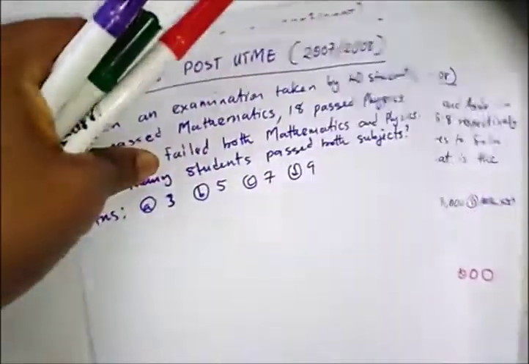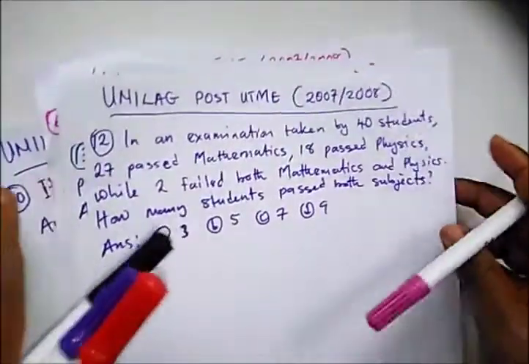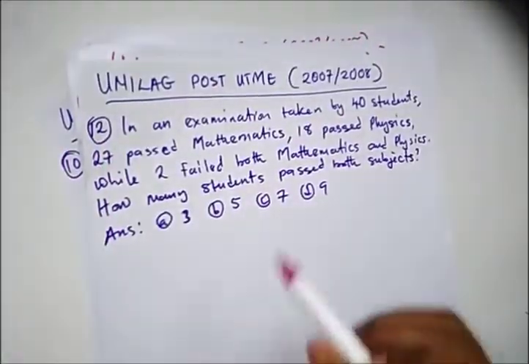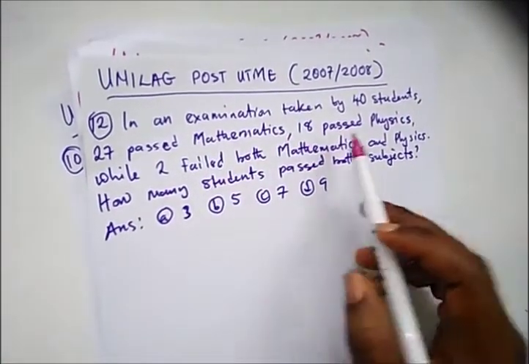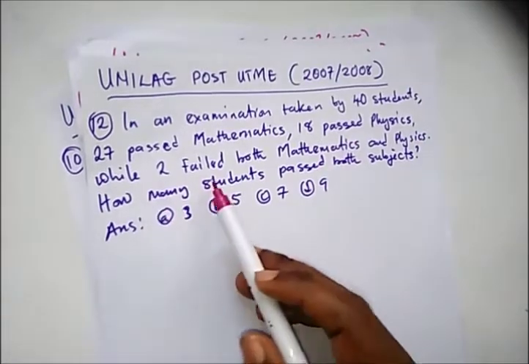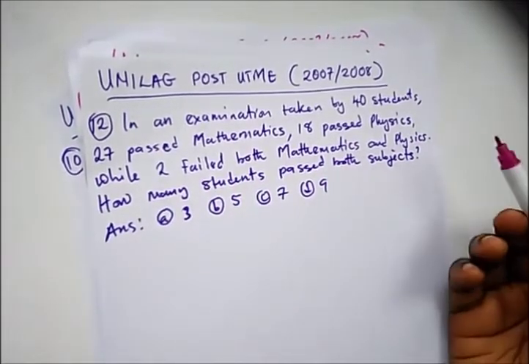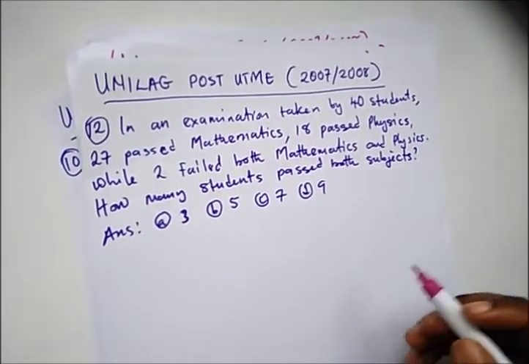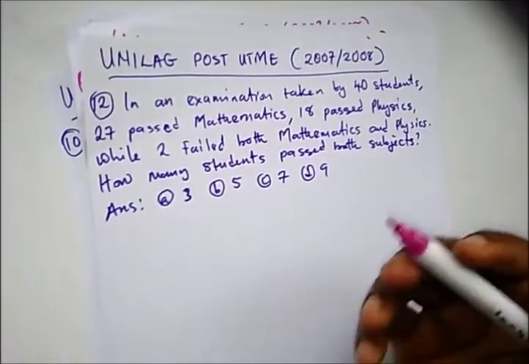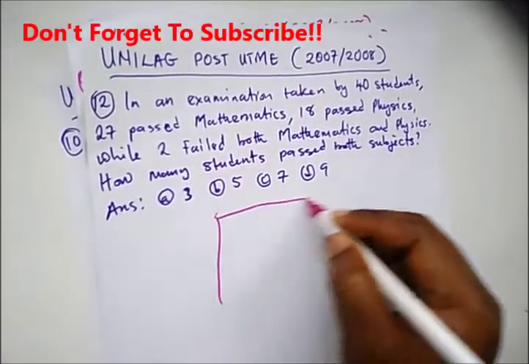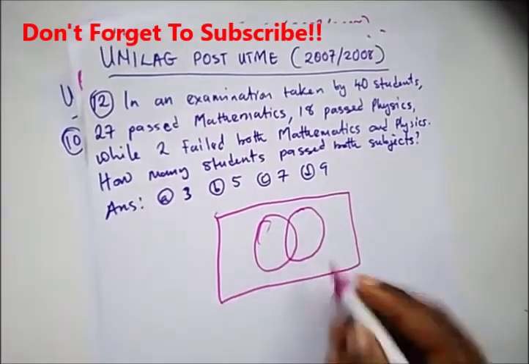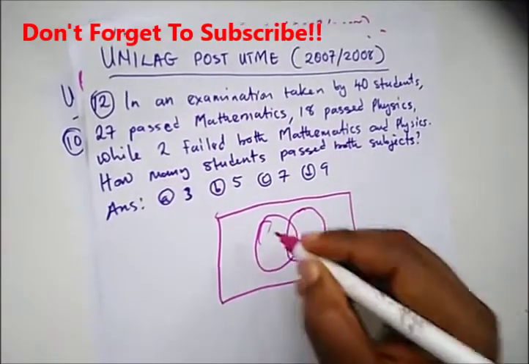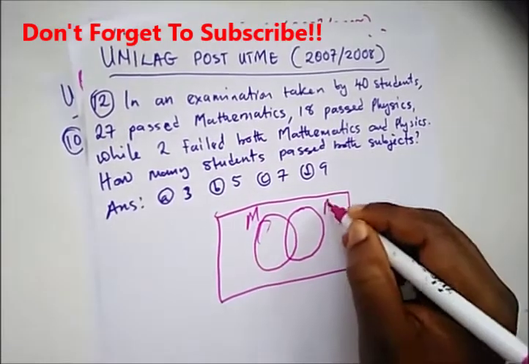The 12th question for the UNILAG Post-UTME 2007-2008 says, in an examination taken by 40 students, 27 passed mathematics, 18 passed physics, while 2 failed both mathematics and physics. How many students passed both subjects? This is sets, so we need to draw it. So let's draw this. We're looking for how many students passed both. This is maths. This is physics.